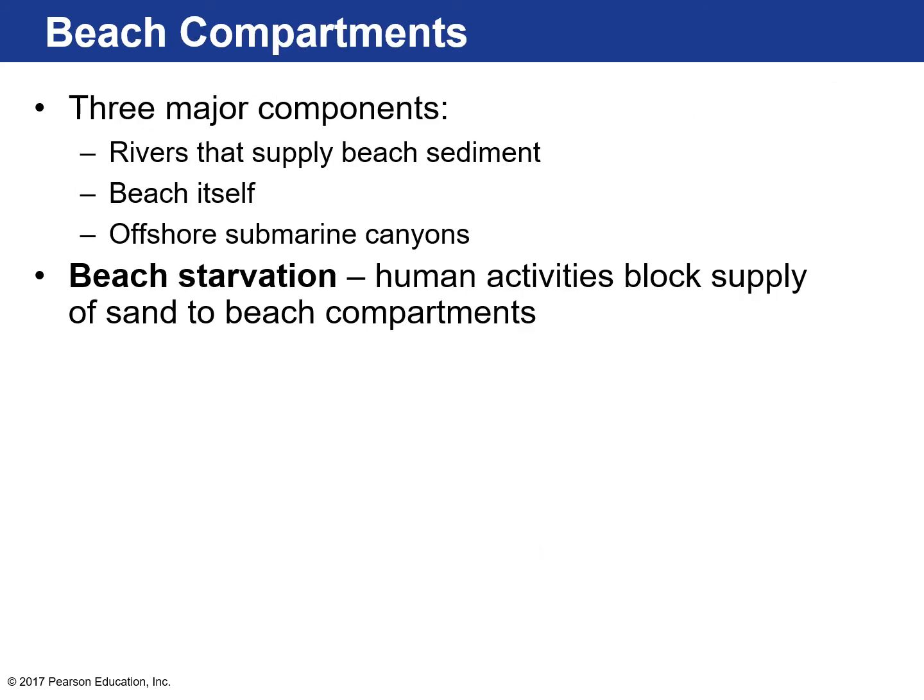In California, this is a California-centric book, they have what are called beach compartments. There are three major components to these compartments. Number one, rivers supply sediment to the beach. Then there's the beach itself, where all that sediment accumulates to form a berm. Then there's the ocean working that beach and stealing that sediment along the longshore current, and it delivers that sediment to offshore submarine canyons in deeper water. That's the natural process of how sand is transported along the coastline in California.